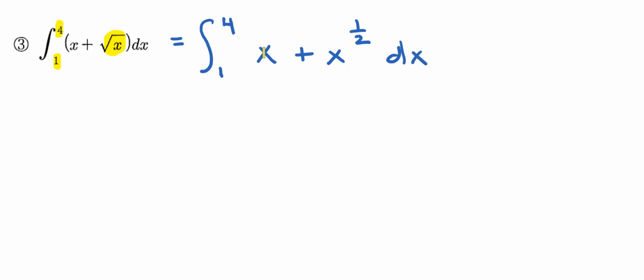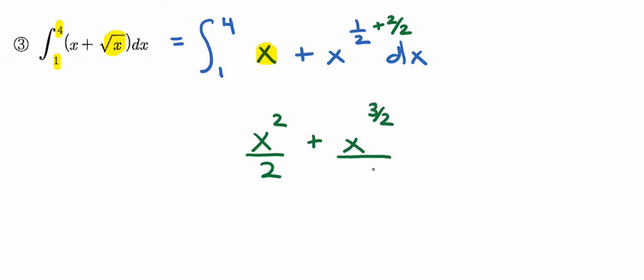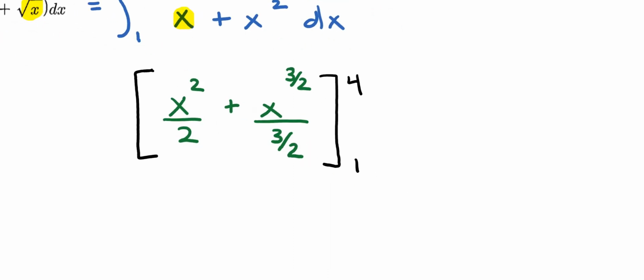All right, so let's take a look at the antiderivative of x. I need to add 1 to the power here, so that's going to be x to the power of 2 divided by 2 plus, and then I need to add a 1 to this power, which is the same thing as adding 2 over 2, so that's going to be x to the power of 3 over 2 divided by 3 over 2. And all of this I can put in a square bracket, and I'm going from a lower bound of 1 to an upper bound of 4.